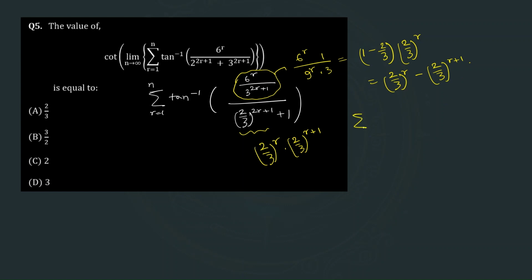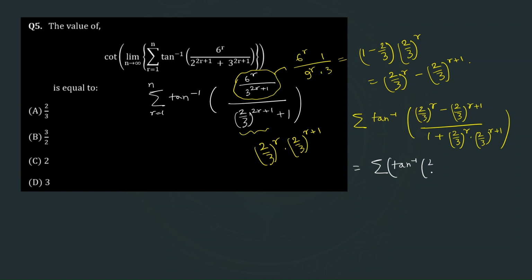So the series becomes summation tan inverse 2 by 3 whole to the power r minus 2 by 3 whole to the power r plus 1 divided by 1 plus 2 by 3 whole to the power r times 2 by 3 whole to the power r plus 1. Now we can see that this series is nothing but a simple tan inverse a minus b divided by 1 plus ab type of relation. So we can split this as summation, then tan inverse 2 by 3 whole to the power r minus tan inverse 2 by 3 whole to the power r plus 1, where r runs from 1 to n.